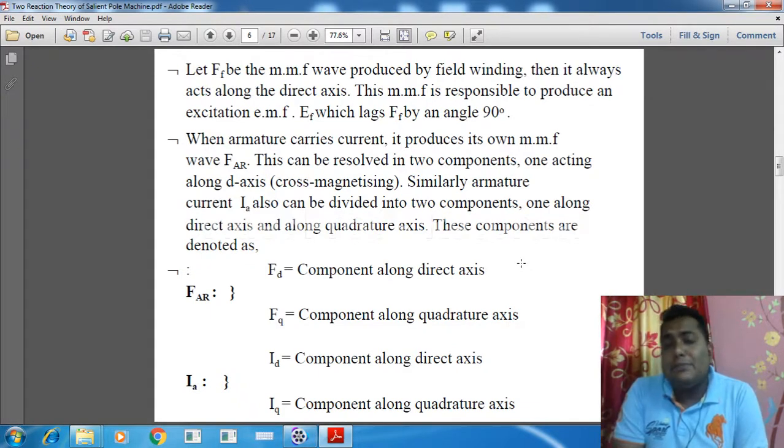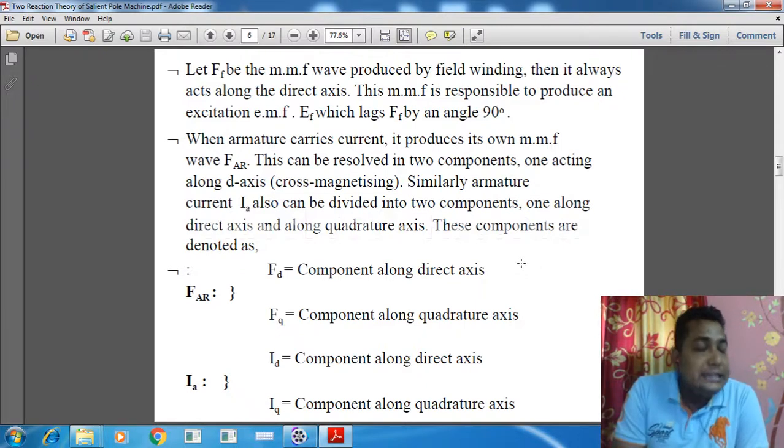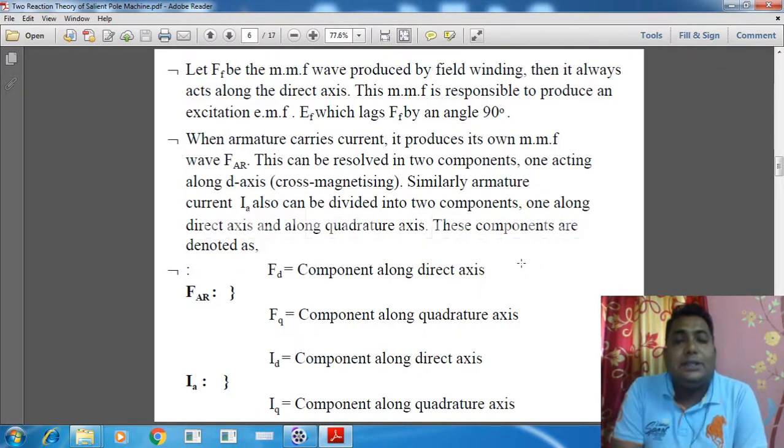So what are the assumptions we have to make, what are the values we have to assume? Let us see what are the values we are going to consider over here. Let Ff be the MMF wave produced by field winding, then it always acts along the direct axis. This MMF is responsible for producing an excitation EMF Ef, which lags this Ff by an angle of 90 degrees, obviously. So we know that EMF lags behind the flux, MMF, by an angle of 90 degrees.